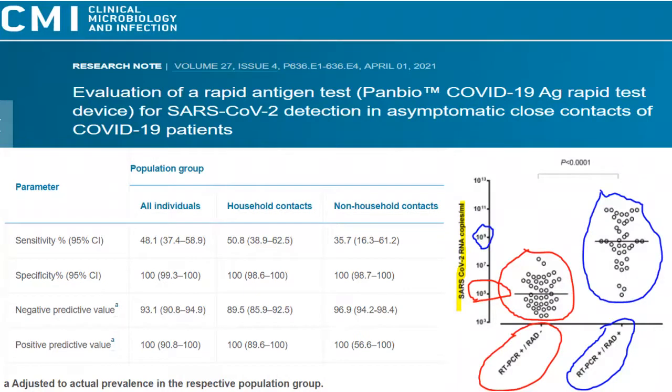Also, the sensitivity was higher in household than in non-household contacts, as you can see in this chart. So the overall sensitivity of the Panbio COVID-19 antigen rapid test in asymptomatic close contacts was 48%, and the specificity was 100%.